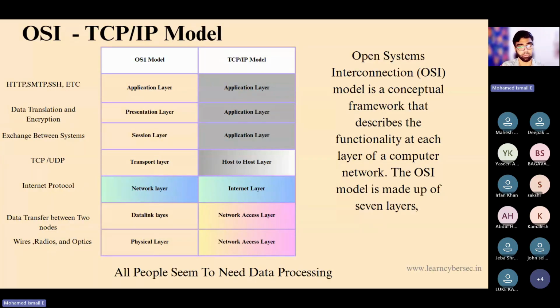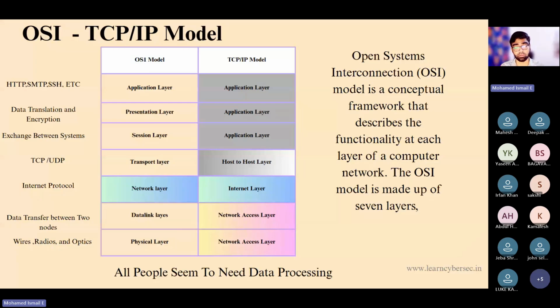There is a mnemonic to remember the OSI model. "All people seem to need data processing" is the mnemonic, but my favorite is PDN TSPA. That's how I remember: physical, data link, network, transport layer, session layer, presentation layer, and application layer. PDN TSPA. But if you find it difficult, you can use the mnemonic they gave.